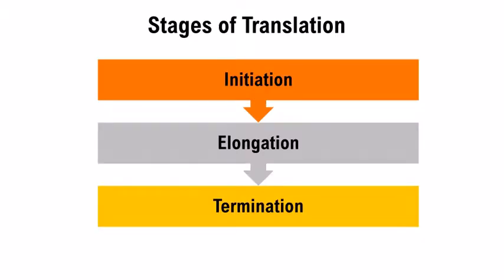The mechanism of translation could be divided into distinct stages. For example, the first stage is called initiation, which is followed by elongation and, at the end, by termination of translation. One by one, we will discuss these stages.